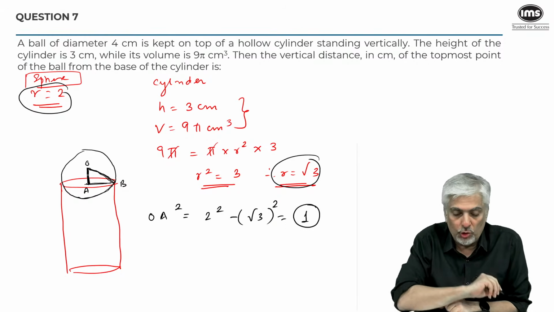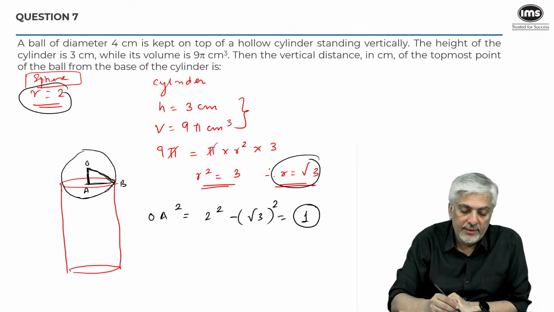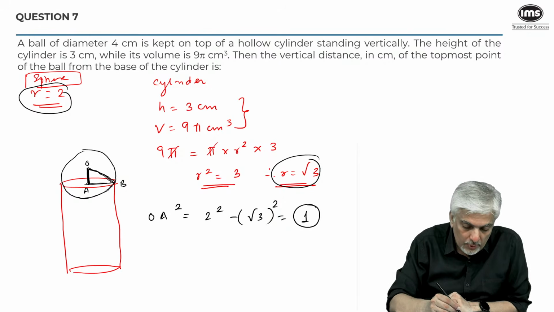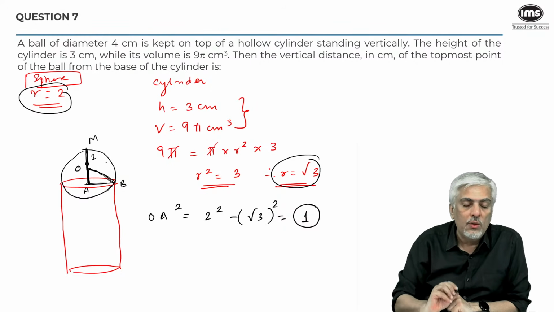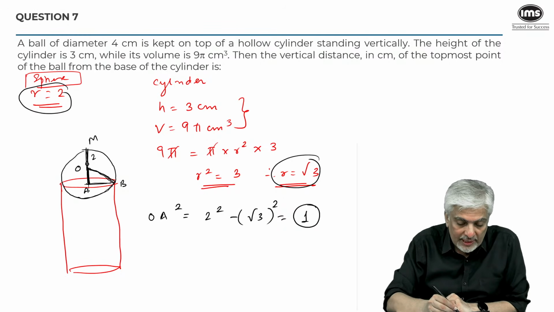What have they asked for? Read carefully. Then the vertical distance of the topmost point of the ball from the base of the cylinder. Now remember OA is 1. Above that also is the radius only. Suppose OM. OM is 2. What have they asked for? Read carefully. They have asked from the bottom of the cylinder.